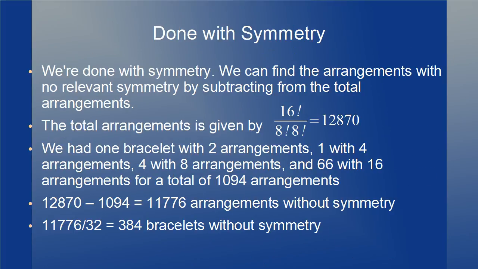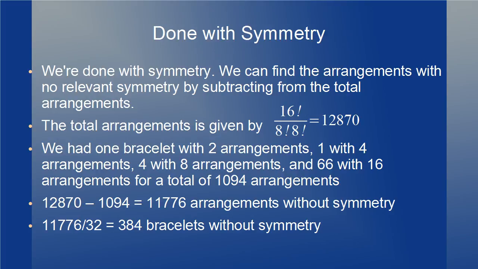Now we're done with symmetry. The remaining bracelets will have no relevant symmetry and will have 32 distinct arrangements as the 32 moves of the D32 group act upon them. We compute the total arrangements for all bracelets as 16 choose 8, giving 12,870. We had one bracelet with 2 arrangements, one with 4 arrangements, 4 bracelets with 8 arrangements, and 66 bracelets with 16 arrangements, for a total of 1,094 arrangements with symmetry.